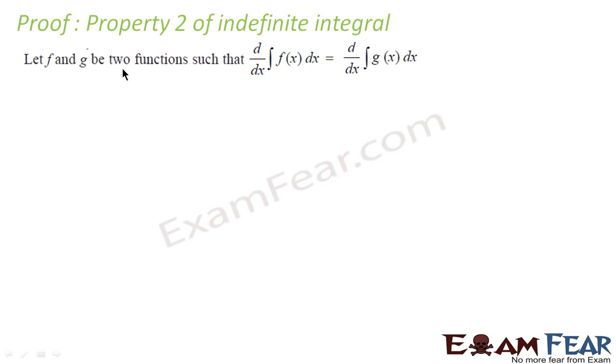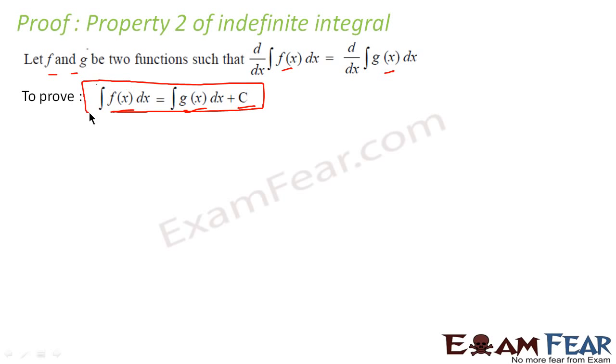So if I have two functions, let there be two functions f and g such that derivative of integral of f(x) dx is equal to derivative of integral of g(x) dx, and we have to prove that integral of f(x) dx is equal to integral of g(x) dx plus c. Please note, we have to prove this given the derivative of this guy is equal to derivative of this guy.